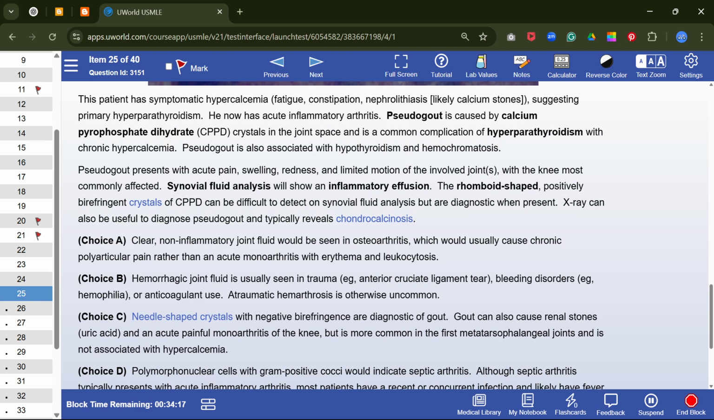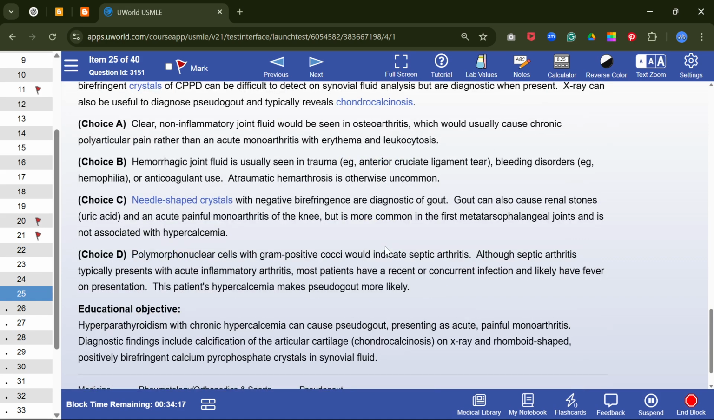Okay, polymorphonuclear cells with gram-positive cocci can cause septic arthritis. Although septic arthritis typically presents with acute inflammatory arthritis, most patients have a recent or concurrent infection and likely have fever on presentation. This patient's hypercalcemia makes pseudogout more likely.